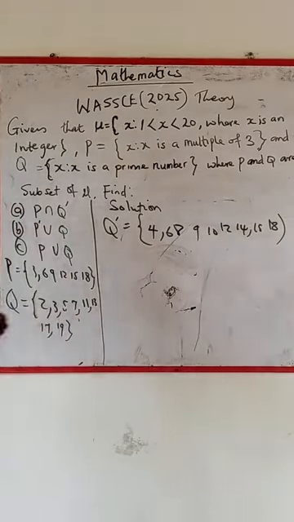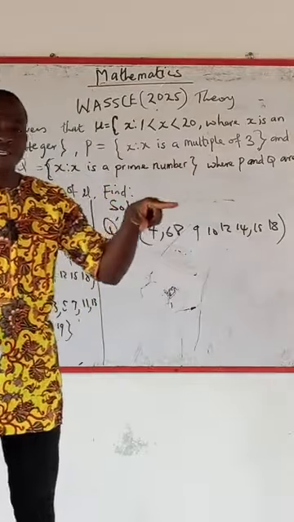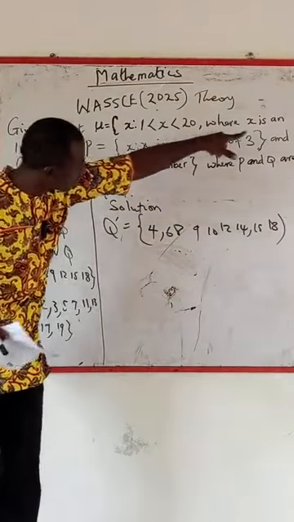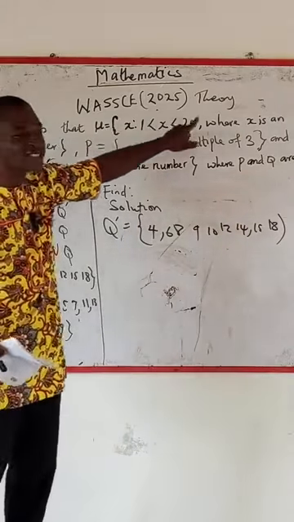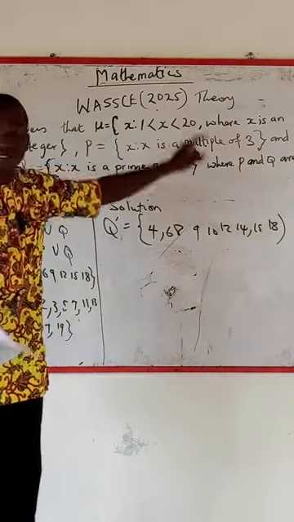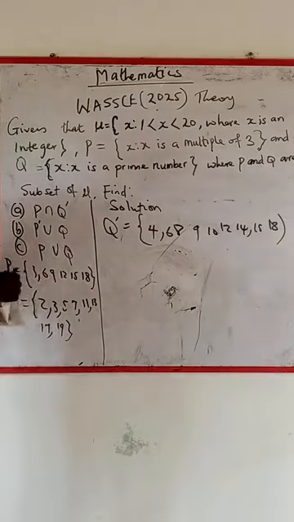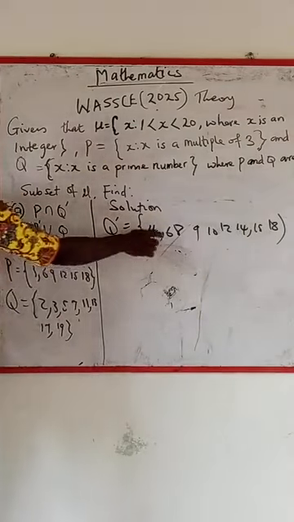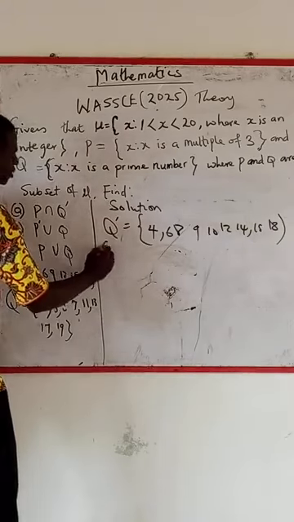So what is Q prime? What is found in the universal set that is not found in Q? That is the meaning. Remember your universal set, we have 2, 3, 4, 5, 6, 7, 8, 9, 10, up to 19. Don't forget that. So now let's look for what is common between Q prime and P. What is the number that is common? That is what will give us our question A.